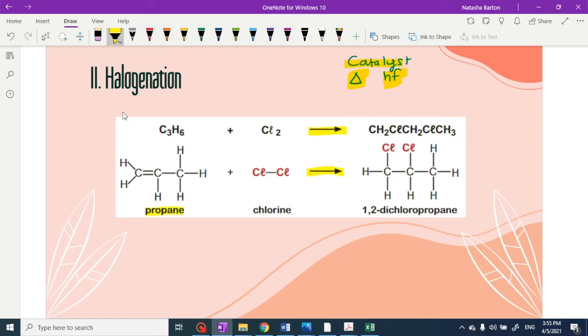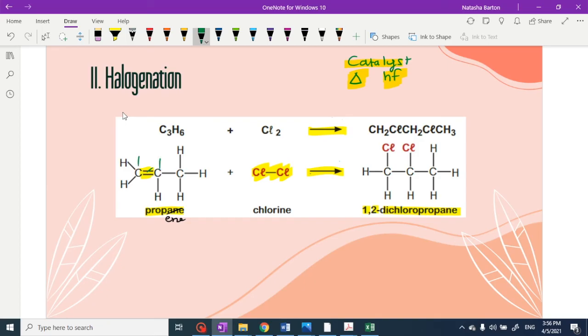So here we have propane, because it contains 3 carbon atoms with a double bond. So this is actually a mistake, sorry guys. Corrected in your book, it should be propene. Okay, so we have propene with a double bond. It's an alkene. It is going to react with chlorine, Cl2, in order to form 1,2-dichloropropane. So basically what happens is that one of these 2 bonds breaks.